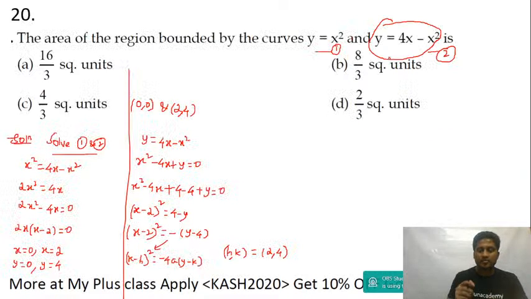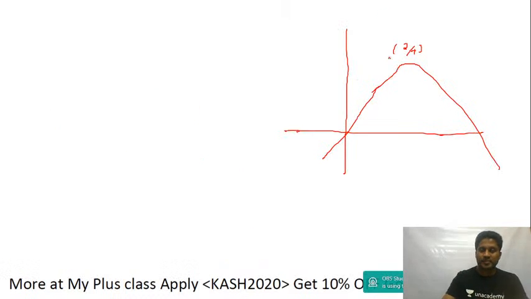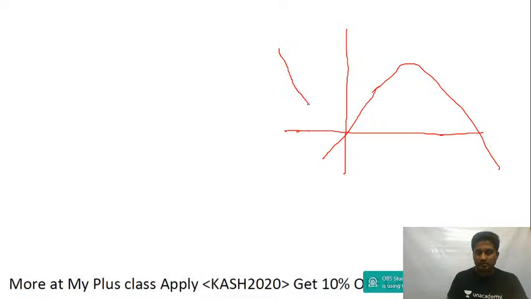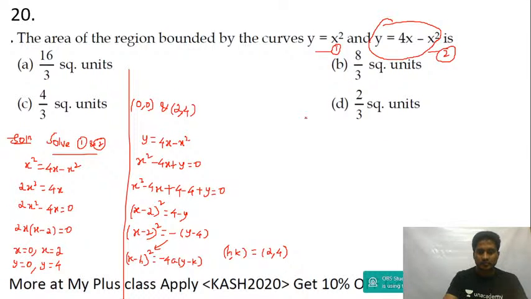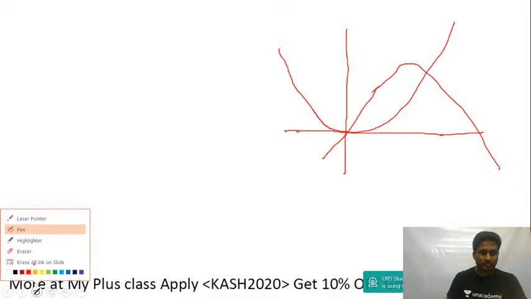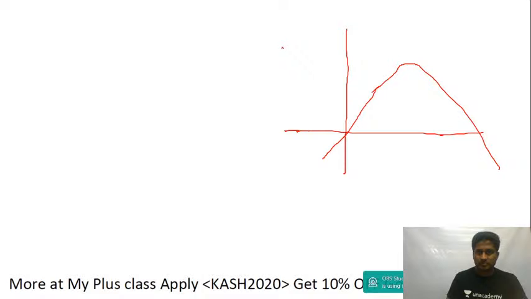Second, y equal to x square is an upward parabola. Point of intersection will be 2 comma 4 only. So the points of intersection will be 0 comma 0 and 2 comma 4. So this is 2 comma 4, and this is 0 comma 0.